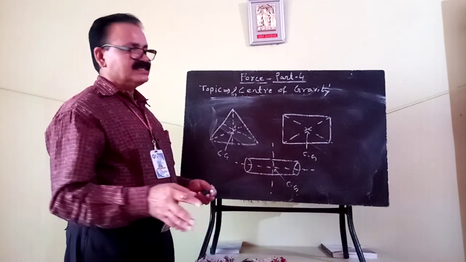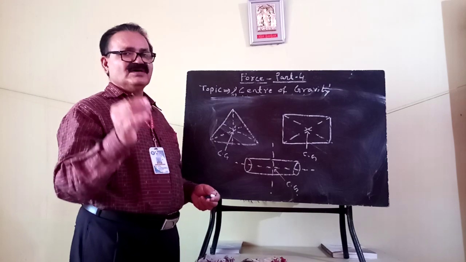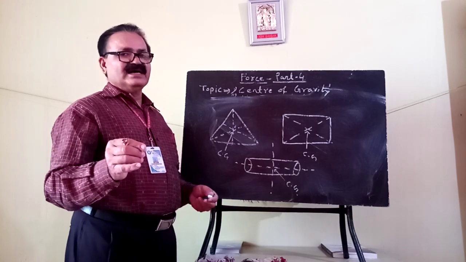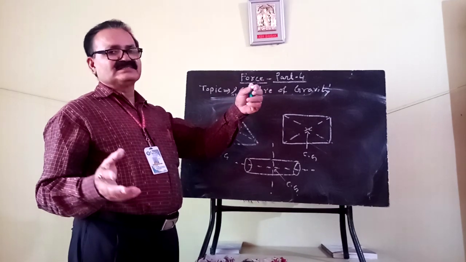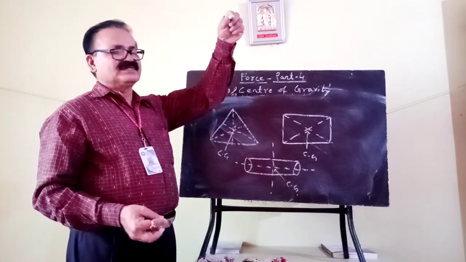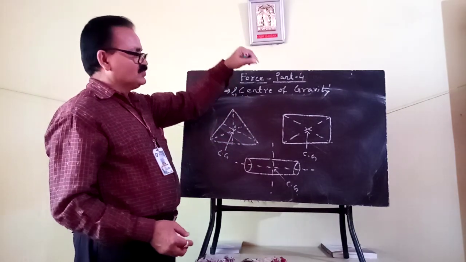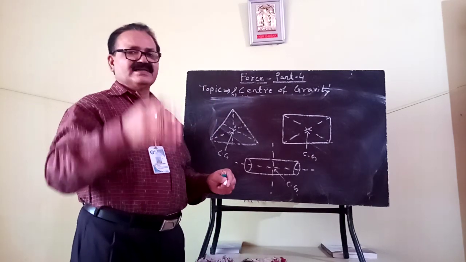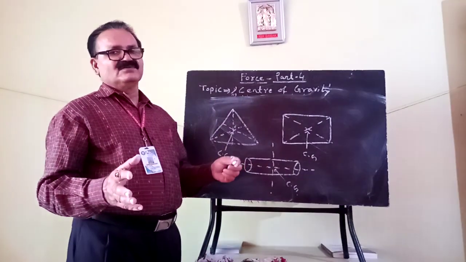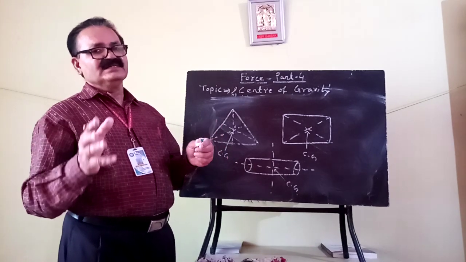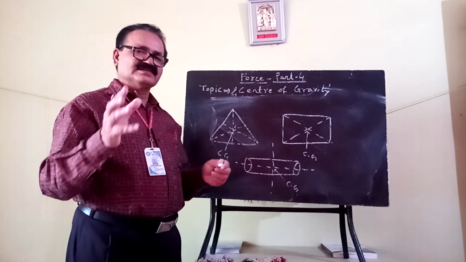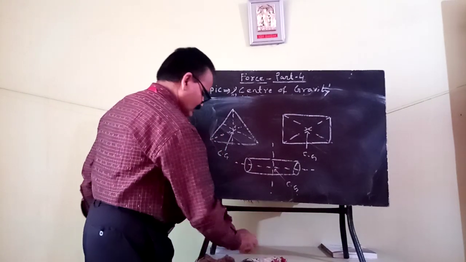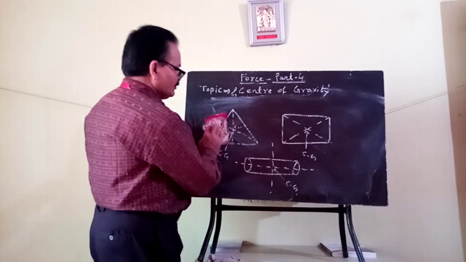And for an irregular shaped body also, you have to use a plumb line, and plumb line means a heavy weight suspended by a thread. You make holes, and the point of intersection of all the plumb lines drawn and marked on that body gives you the position of center of gravity for an irregular shaped body. Okay, clear?